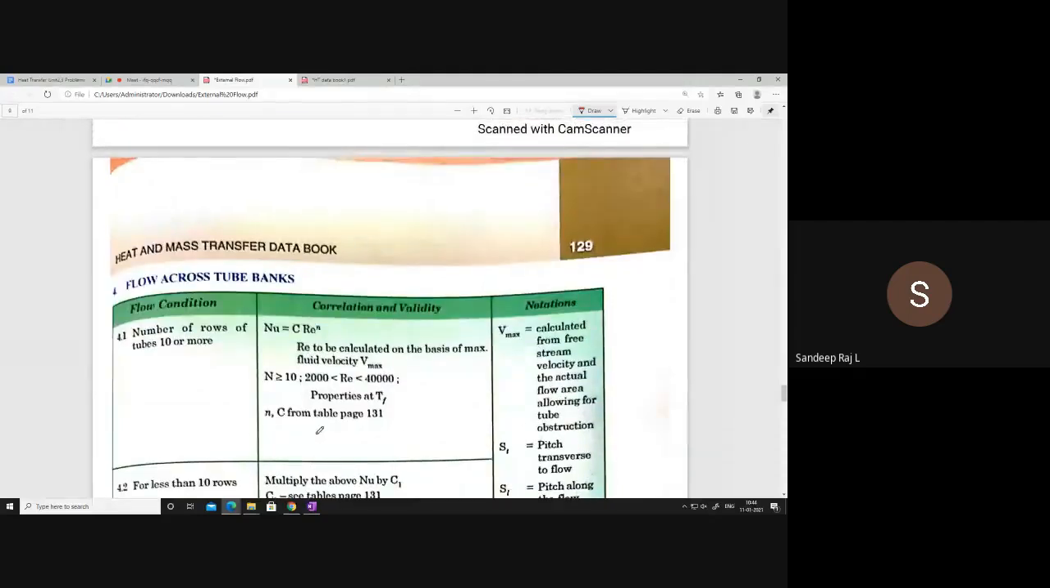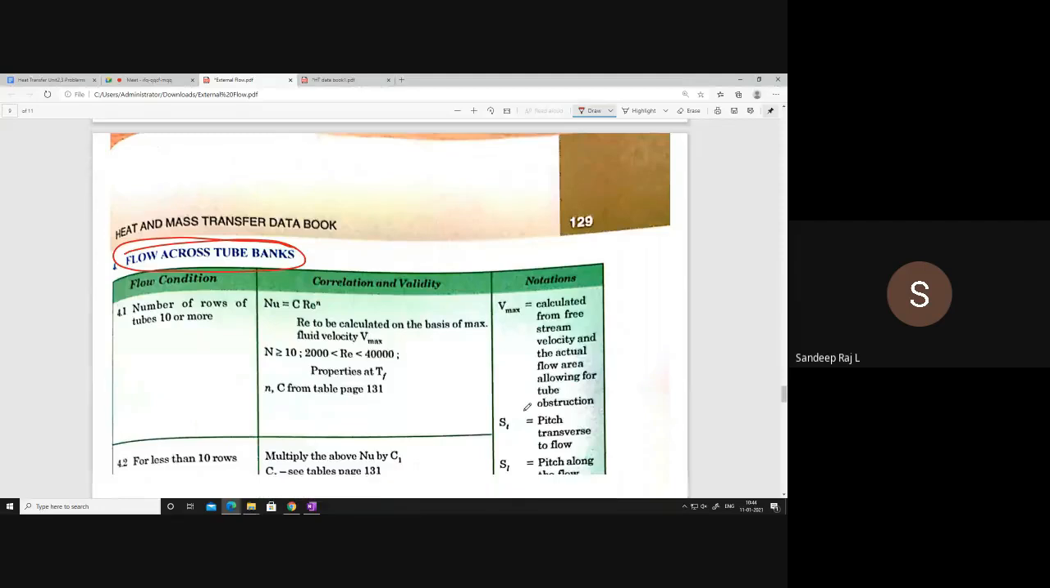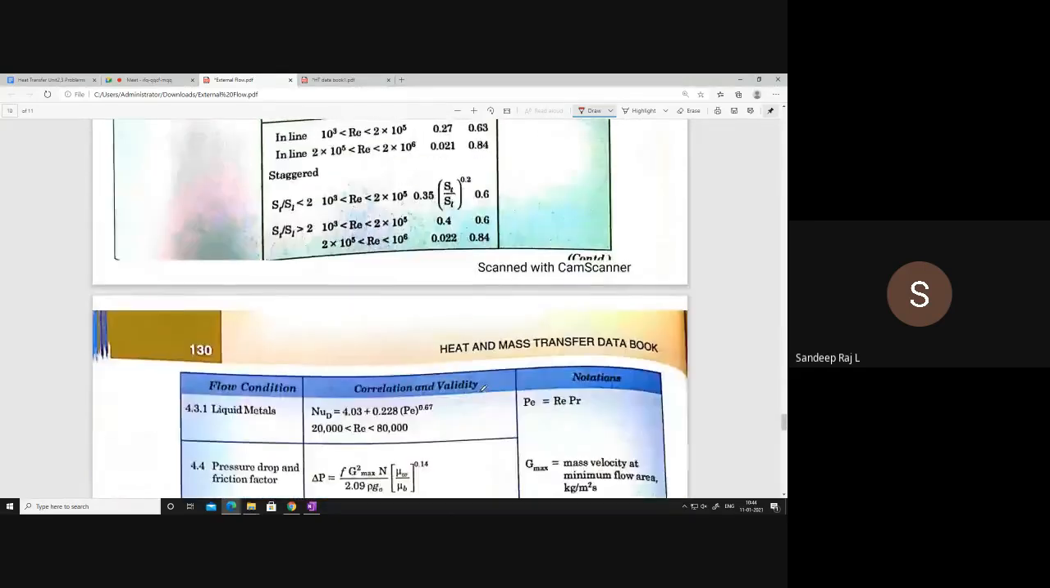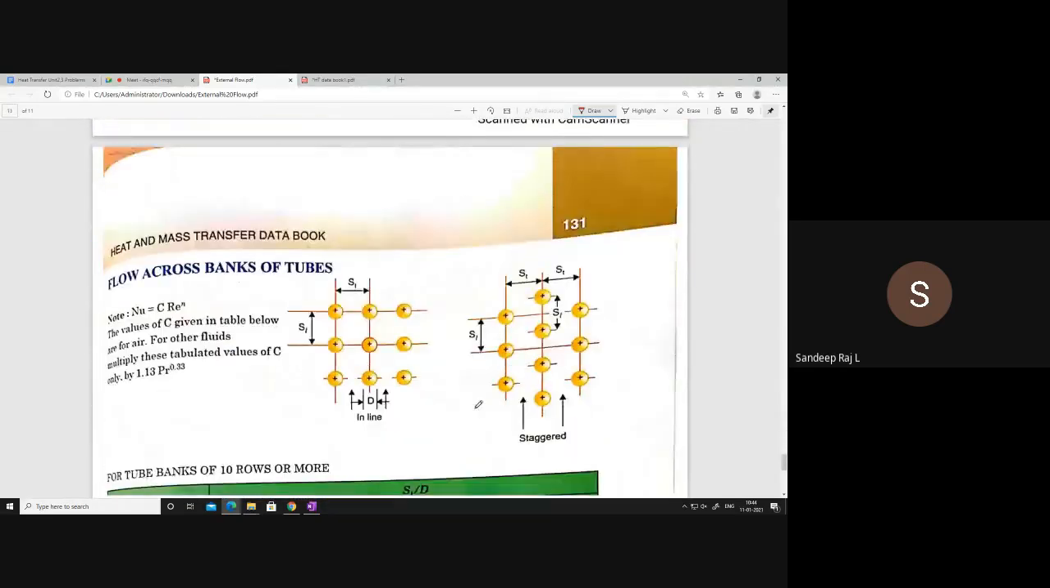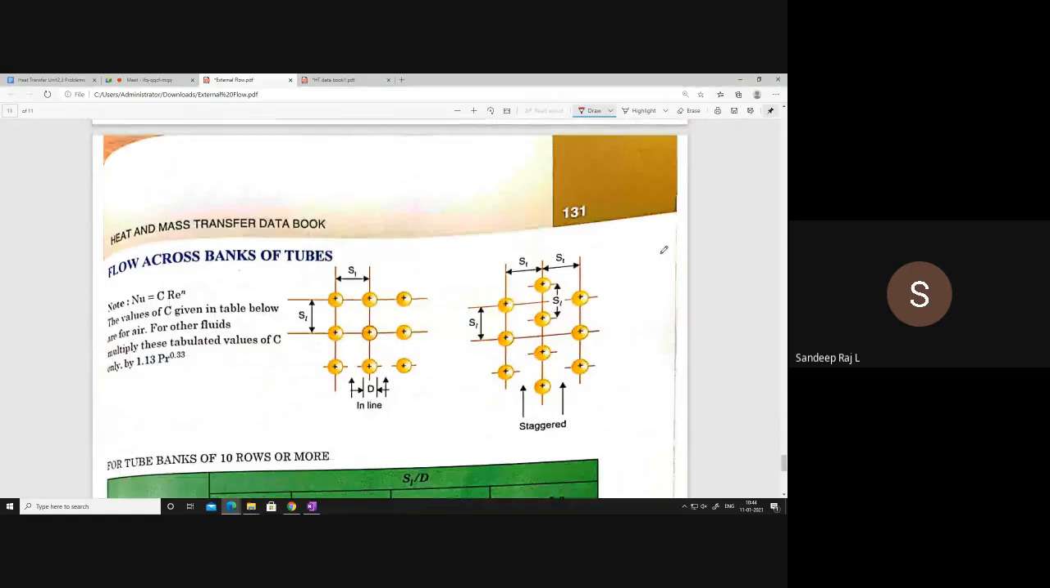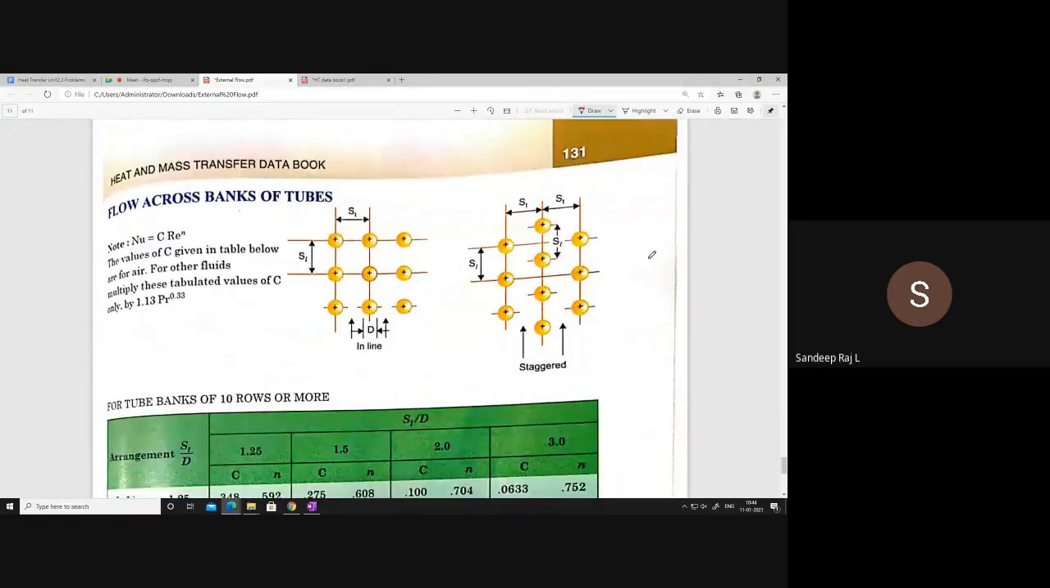And coming to the flow across the tube banks. This is the fourth case in the external flow. Till now, what we have seen is we have taken only one tube, and over that the flow is flowing. In the case of flow over a cylinder, only one cylinder is taken, and above that, the flow is there. This we have seen.